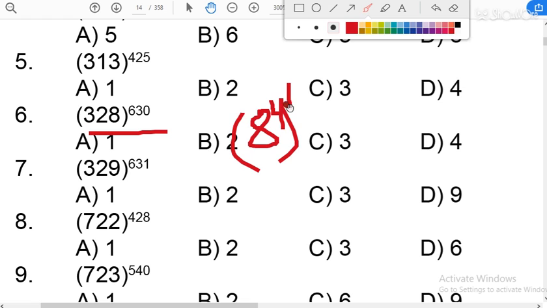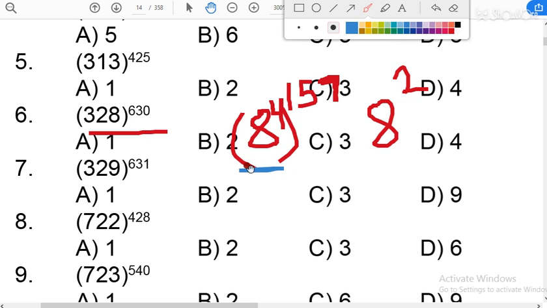Now 4 ones are 4, then 20, 30. So 24 157. So it is 157 into 4, 628. Now 8 raised to the power 2 will be multiplied here. So in this way you have to solve the questions.